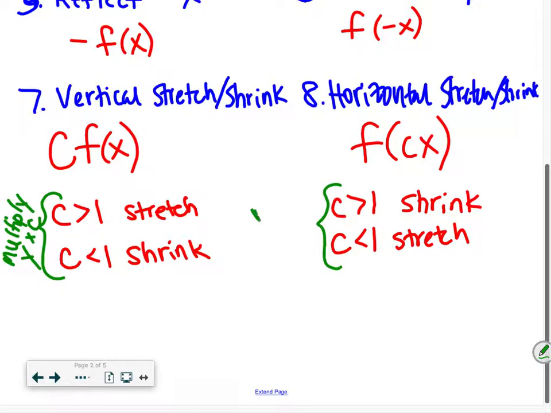Also, how we apply it is backwards. For these, well, since it's horizontal, we're going to multiply the x. But since it's inside, we have to do everything backwards. We're actually going to multiply by 1 over c.